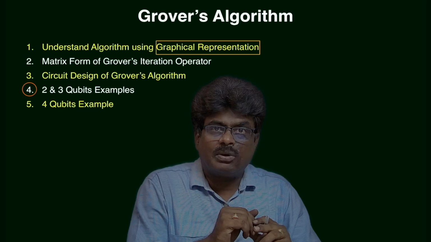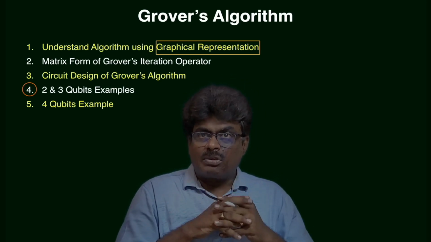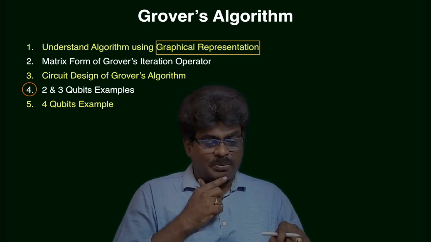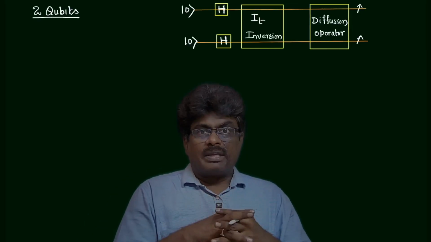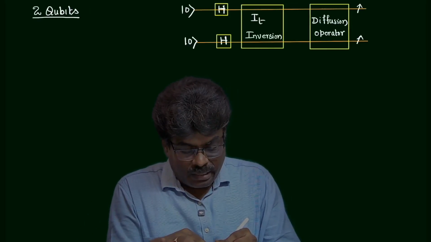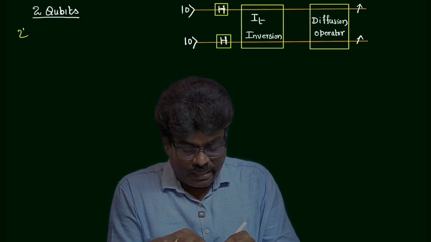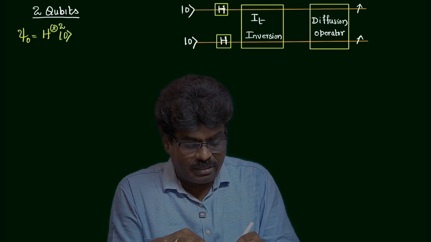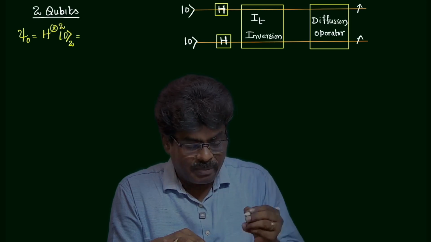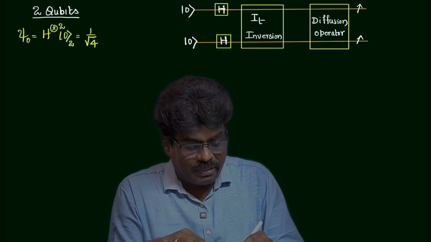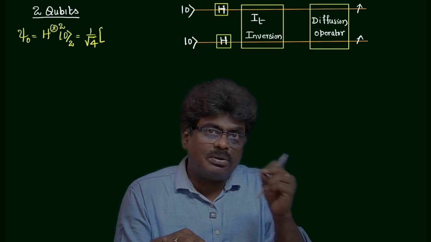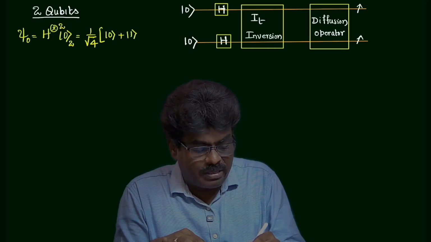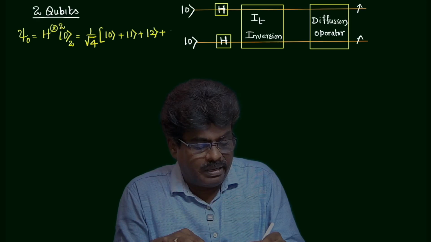So here we are discussing Grover's algorithm, and in this fourth part we are going to explain some examples of 2-qubit and 3-qubits. So here first I have taken this 2-qubit, okay, and the superposition state or initial state psi naught equals H tensor 2 operating on 0. Of course here we have 2 qubits, so this is 1 over root 4. It creates a superposition state from 0 to 3, that is, 2 to the n minus 1. So that's why we have 0 plus 1 plus 2 plus 3.